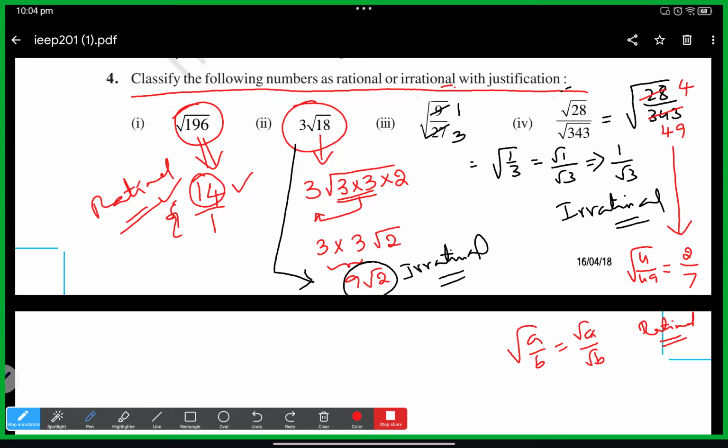For the third one also there is a similar simplification, but after that we don't have a perfect square. The numerator is a perfect square, but the denominator is not. So out of these, the first one is rational and the fourth one is rational. The second and third are irrational. The reason is that they have irrational terms. Should we go to the next one?